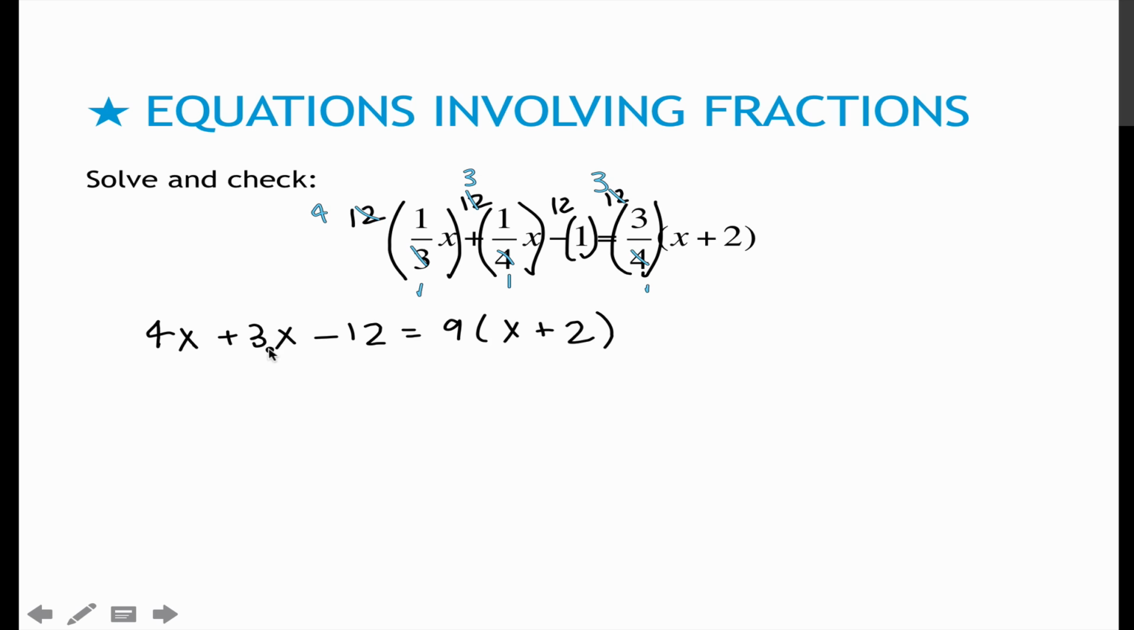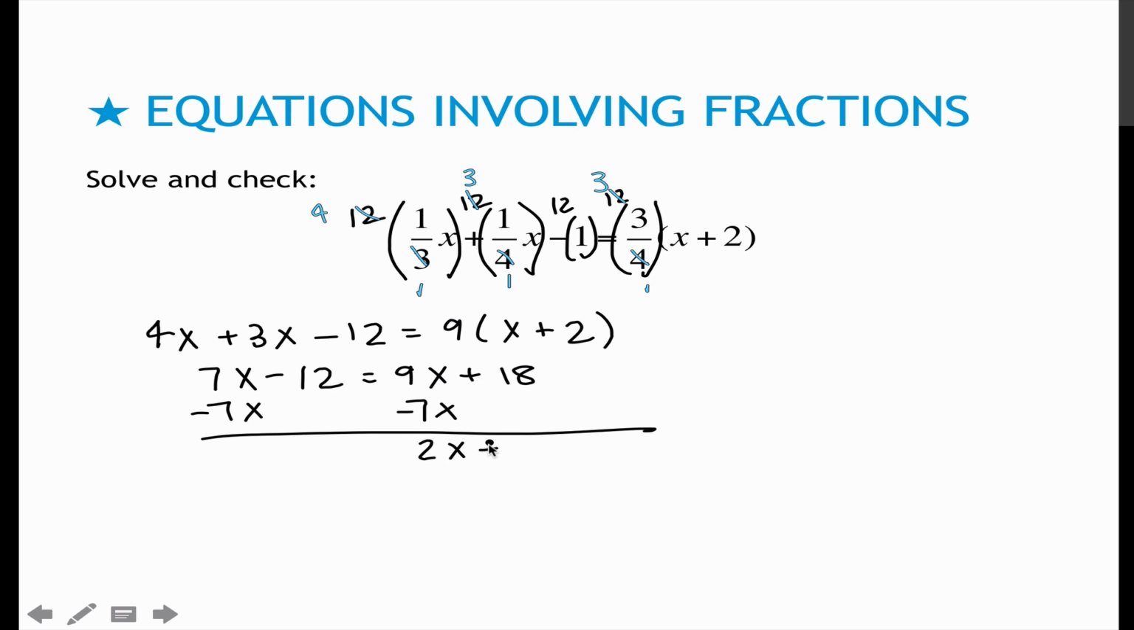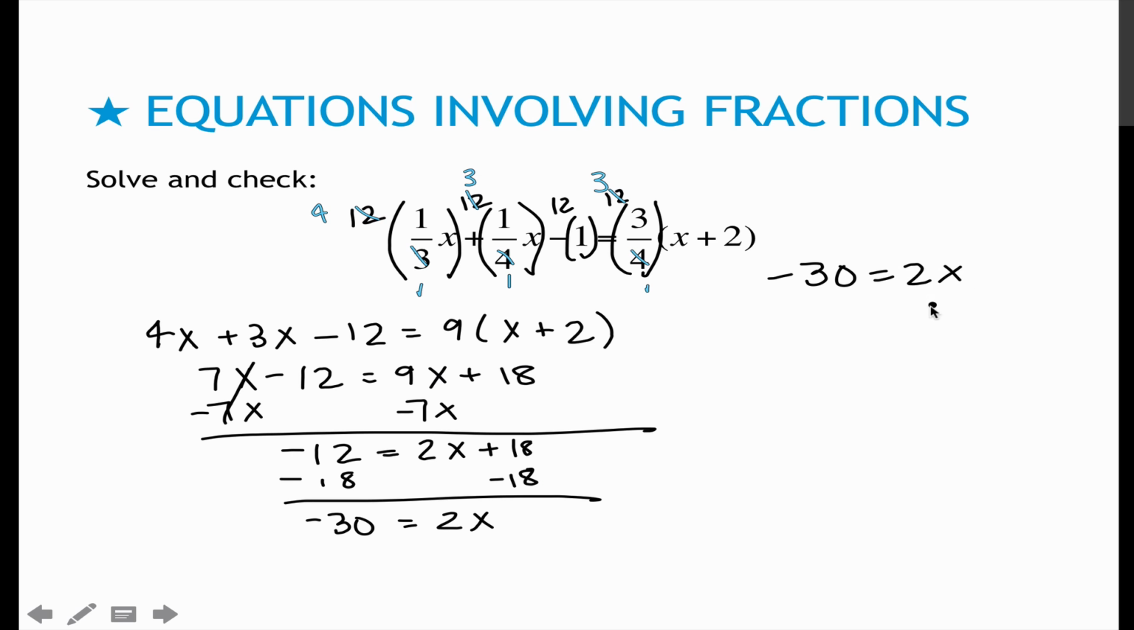So on this side, I'm going to combine 4 and 3 to get 7x. On this side, I'm going to distribute 9 times x and 9 times 2. Then I'm going to combine like terms, so I'm going to choose to subtract 7x from each side. And that leaves me with just a negative 12 on the left. Then I'm going to subtract 18 from each side, which gives me negative 30 equals 2x, which I'm going to rewrite up here because I'm running out of room. I'm going to divide each side by 2, which gives me negative 15 equals x, and that is my final answer.